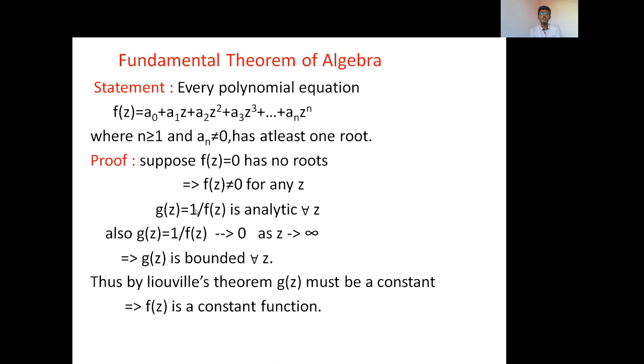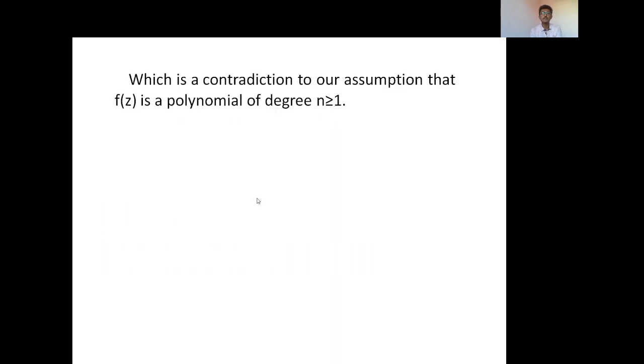Since g of z is equal to 1 by f of z, and g of z is constant, then f of z is also constant. But f of z is given as a polynomial, and clearly polynomial functions are not constant, so this is a contradiction to our assumption that f of z has no roots, and to the assumption that f of z is a polynomial of degree greater than or equal to 1.